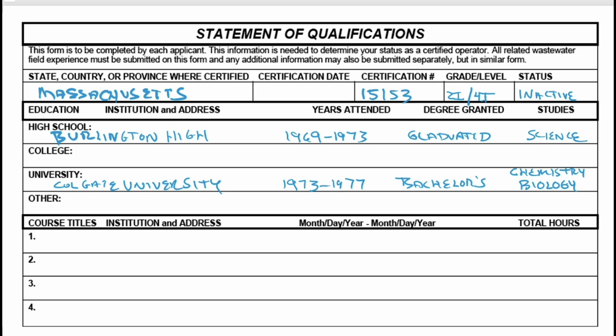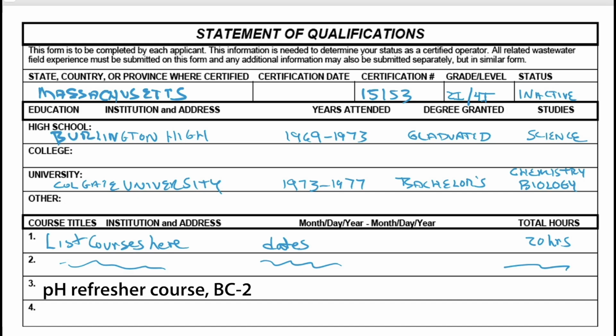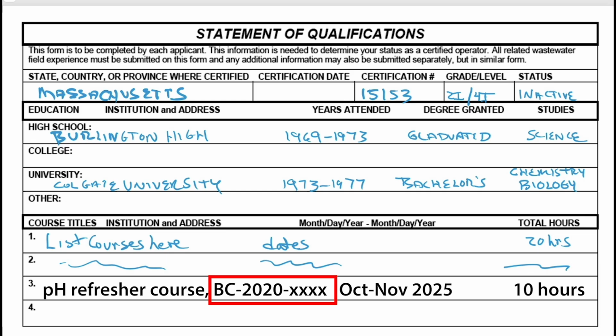It can't hurt. Now, the next area is where they want to know all about any safety or preferably wastewater related courses that you've taken in the past year. If you're looking to change your status from inactive to active, the courses you list should be from the current calendar year. Be sure to list the date of the course, the number of training hours awarded, and be sure to include a copy of the certificate that you received from the course or courses, because they'll want to see proof of training contact hours from a Massachusetts Board of Certification approved course, which is designated by a BC number.